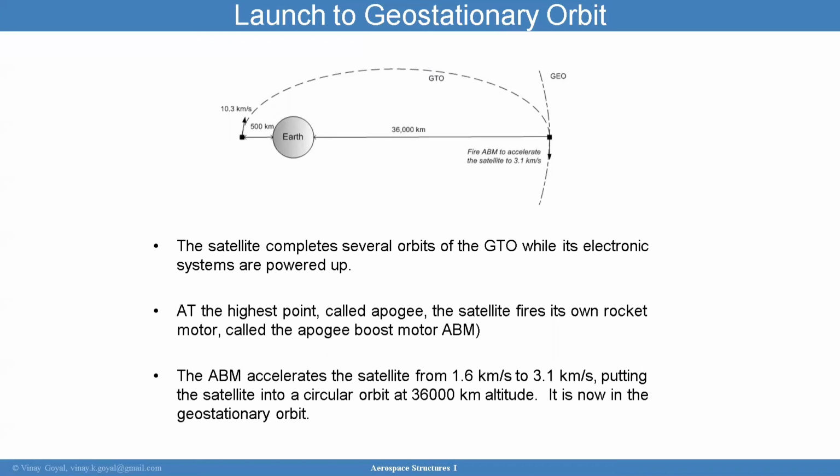The satellite will complete several orbits at that location while electronic systems are powered up. At the highest point called apogee, the satellite fires its own rocket motor called the apogee boost motor. The ABM accelerates the satellite from 1.6 to 3.1, putting the satellite in a perfectly circular orbit above Earth, which is perfect because it will be stationary to an observer from Earth to perform its functions for the Earth.